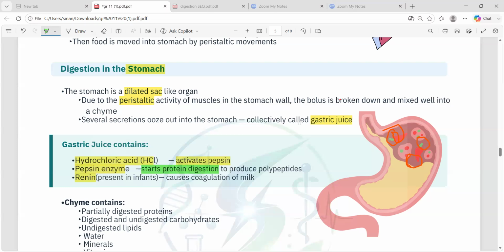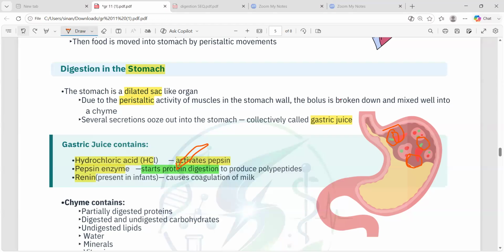So the proteins will be converted to what? Polypeptides. Here the proteins are getting converted to polypeptides. Proteins are getting converted to polypeptides. So this is the main function of the pepsin enzyme.